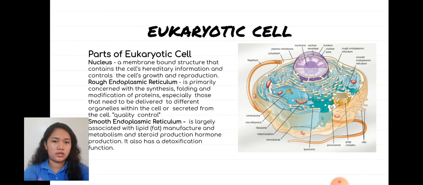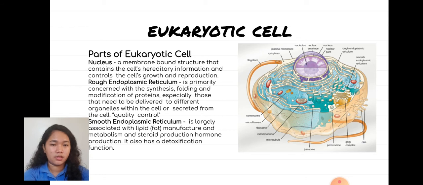Parts of eukaryotic cell. Nucleus, a membrane-bound structure that contains the cell's hereditary information and controls the cell's growth and reproduction. Rough endoplasmic reticulum is primarily concerned with the synthesis, folding, and modification of proteins, especially those that need to be delivered to different organelles within the cell or secreted from the cell, called quality control.